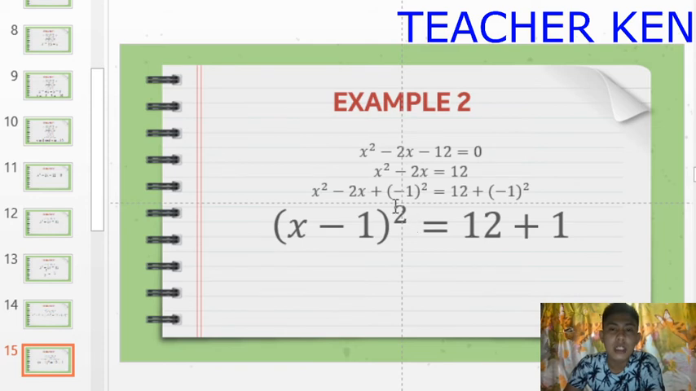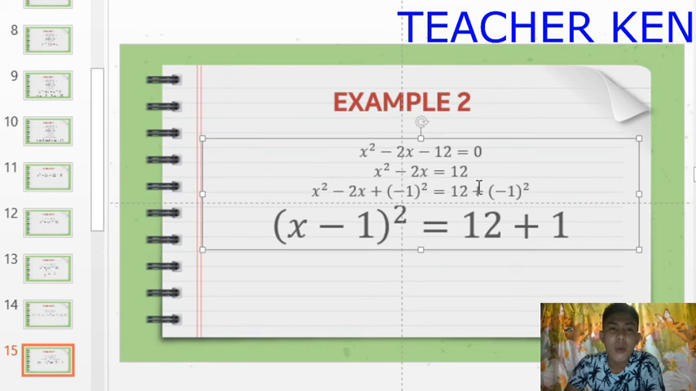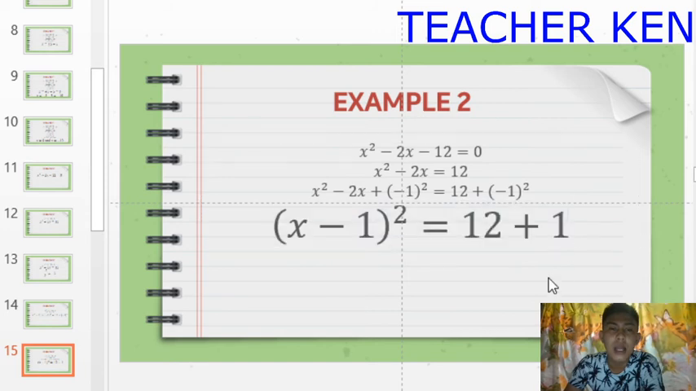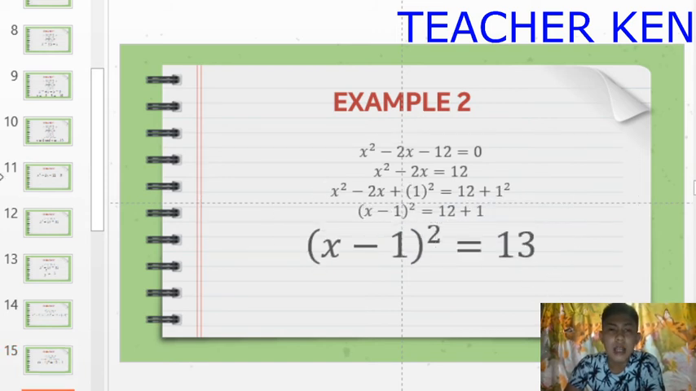So the same process sa kanina, saan natin kinuha si x minus 1, kinuha natin si x sa ating first term, kinuha natin si negative 1 sa third term natin. Then we have 12. The square of negative 1 is 1. That is why we have to add 12 plus 1. The answer is 13. Ayan.